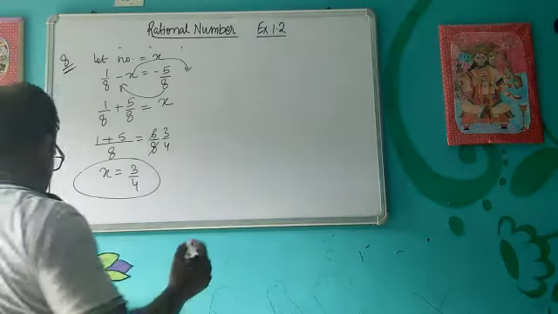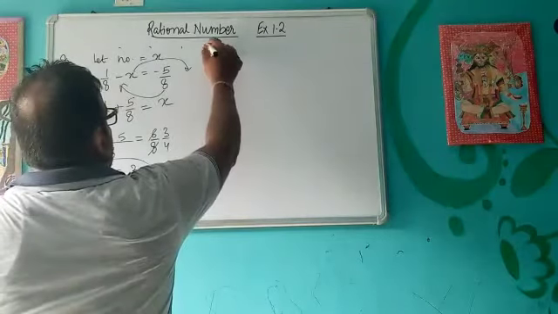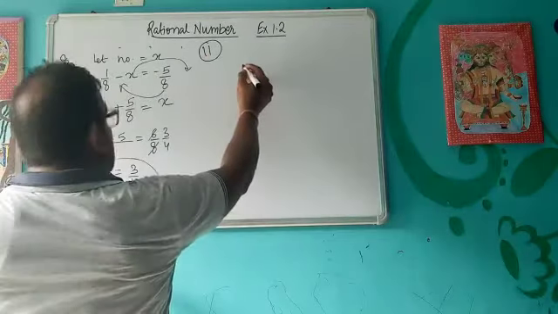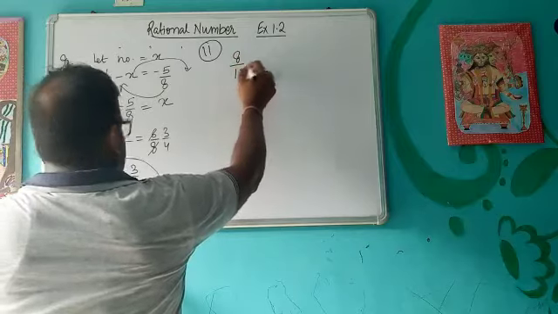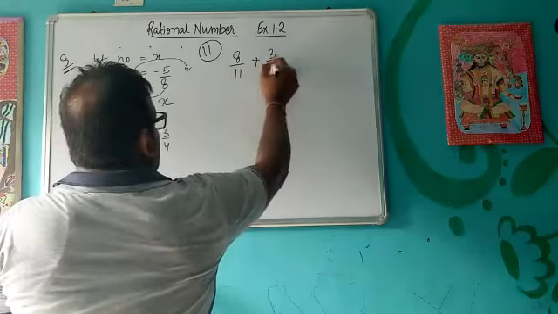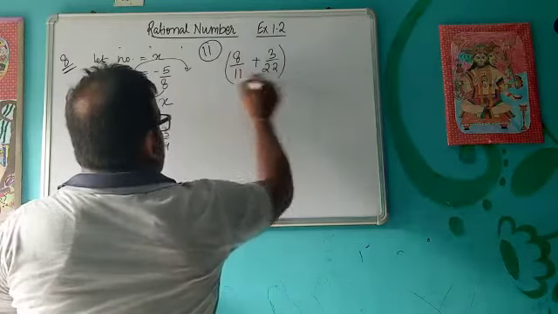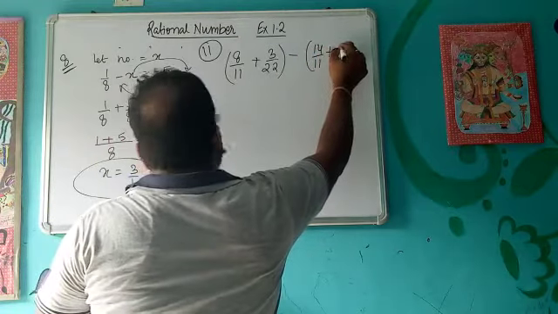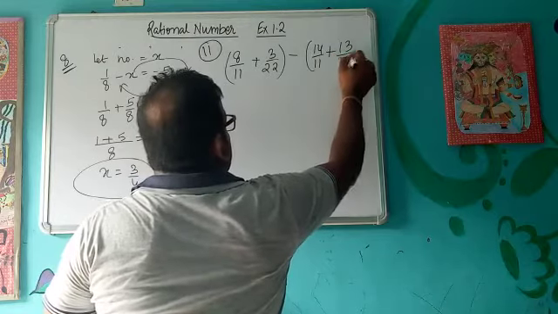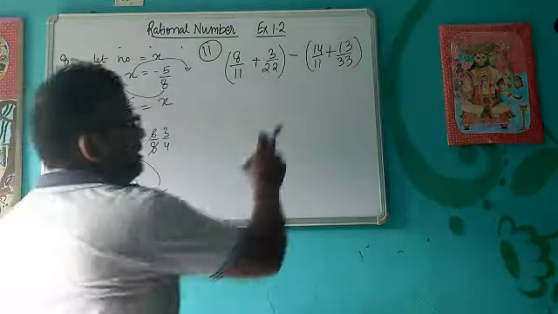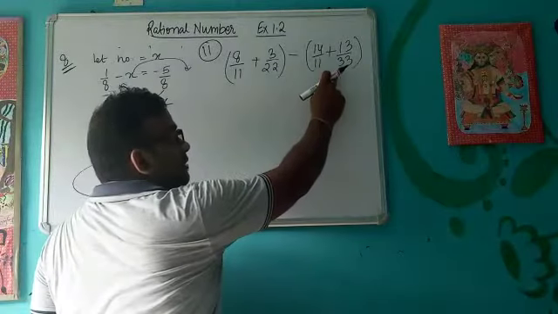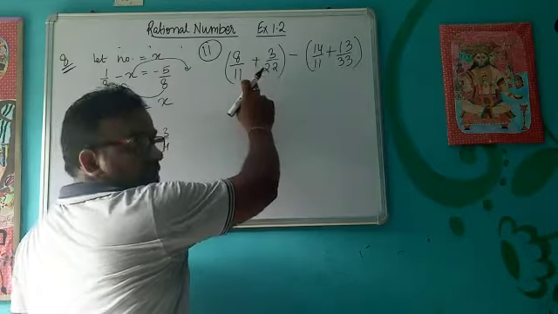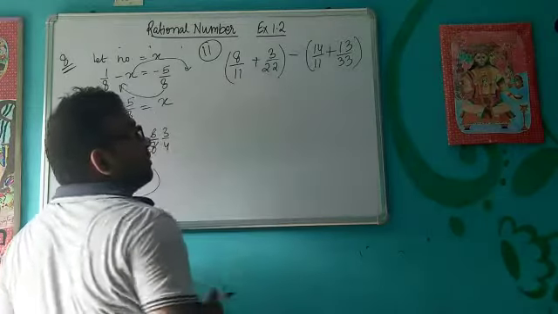Then let's see one more time. Subtract the sum of from the sum of. So from this sum we have to subtract the sum of 14 upon 11 and 13 upon 33. Okay, subtract the sum of, from this sum we have to subtract this sum.